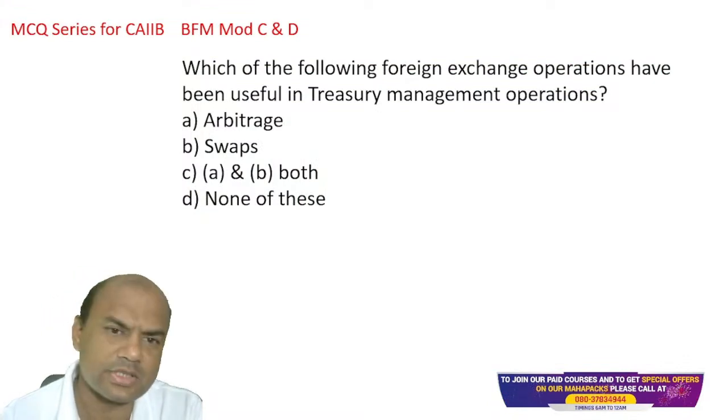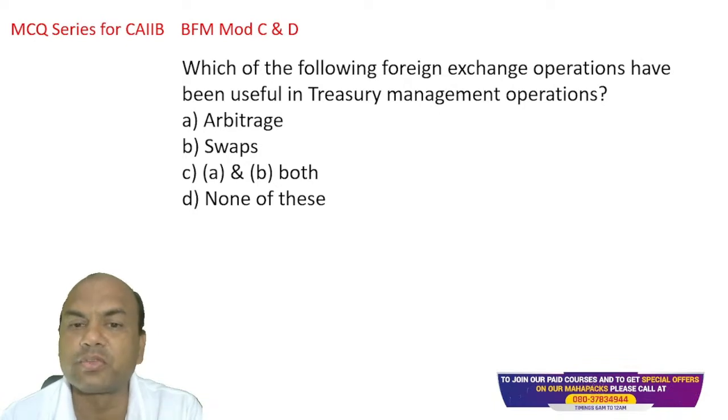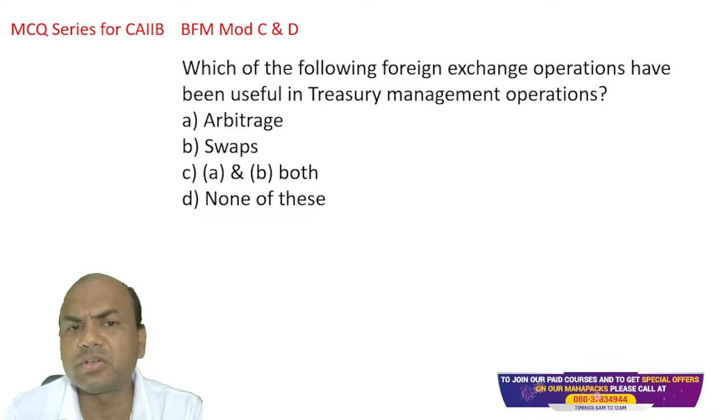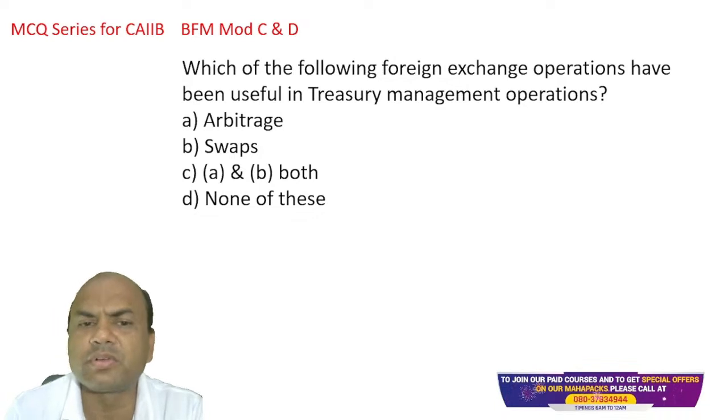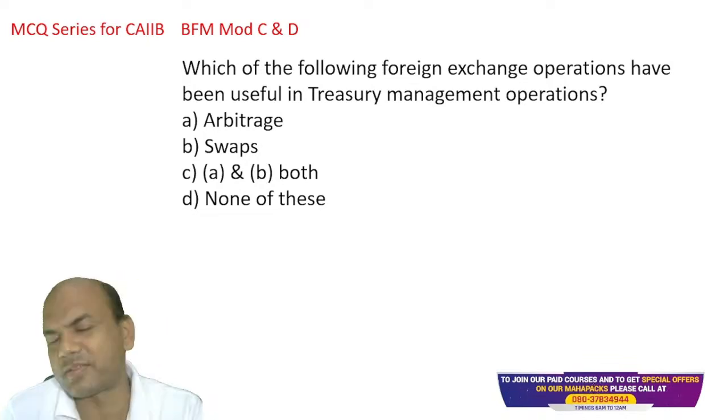Only objective questions. Which of the following foreign exchange operations have been useful in treasury management? The options include arbitrage and swaps. Looking at this at the CAIIB level, you can definitely answer this.